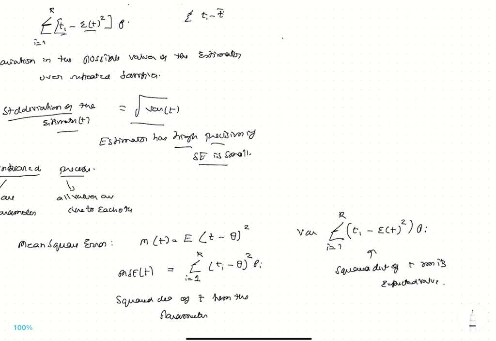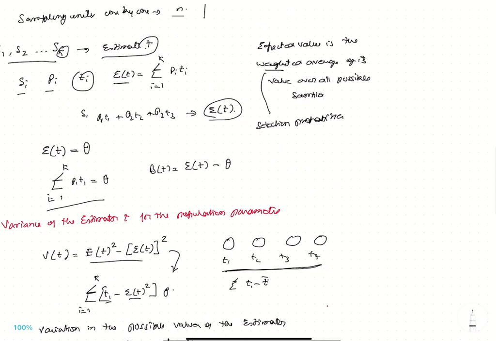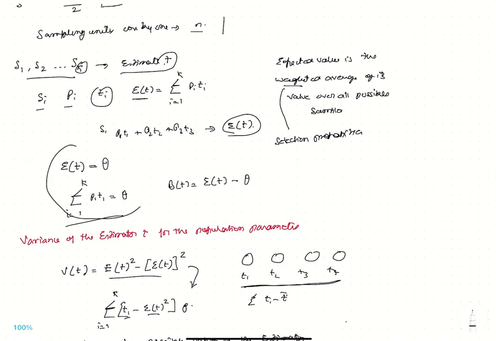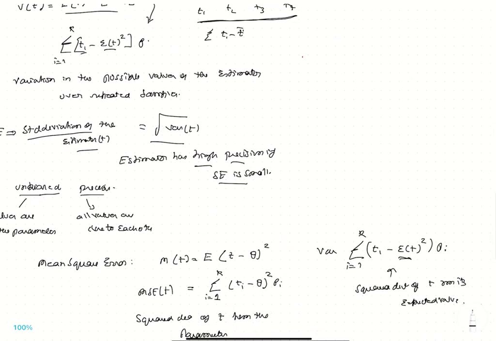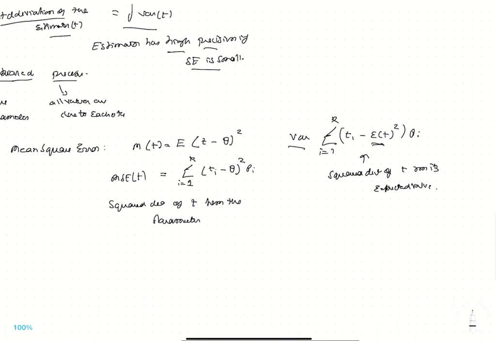Here we are considering the squared deviation from its expected value. What is expected value? The expected value again comes out from this. That's the expected value, and that is what we use to calculate variance. But for the MSE we are considering the squared deviation of t from the parameter.